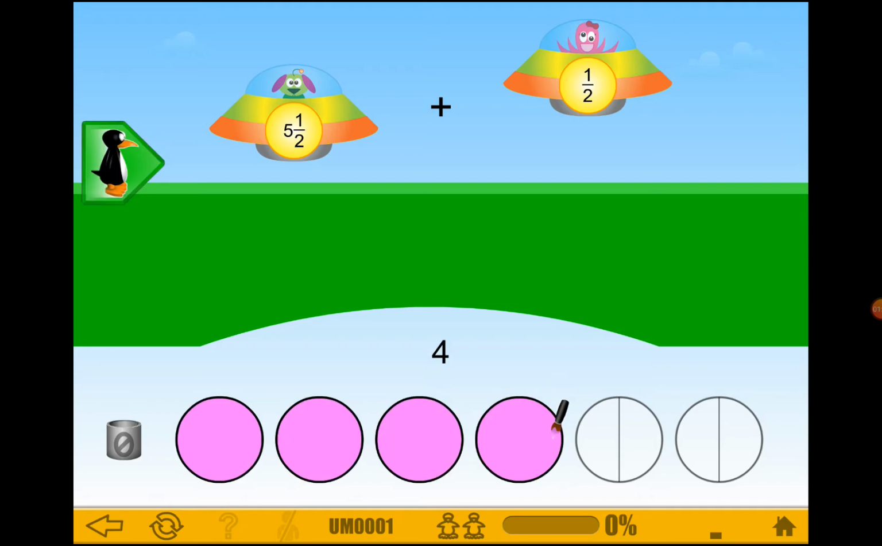12 over 2. Wait. 12 over 2 is equal to 6. So 6. Okay, yeah.